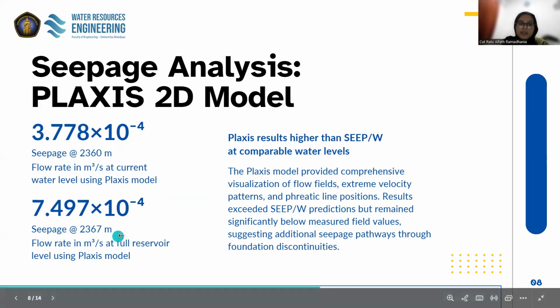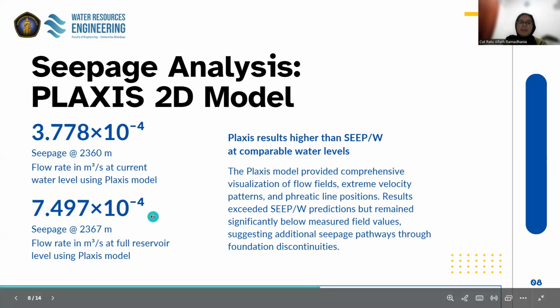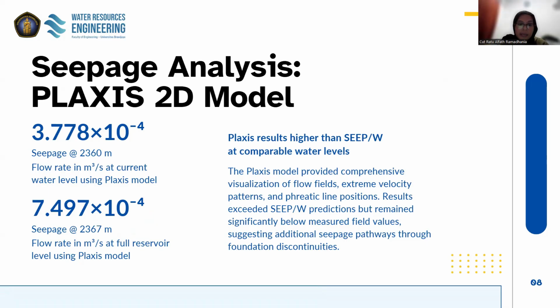And for the seepage is about 2,367 meters. The result is about 7,497 times 10 with the floated in meters cubic per second at full reservoir levels using Plaxis models. So this Plaxis results higher than CW at comparable water levels.